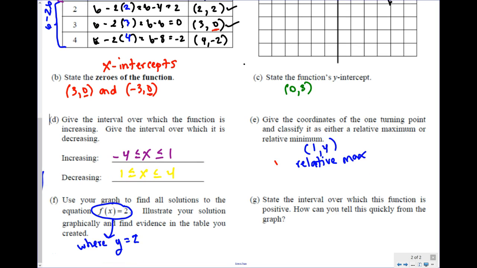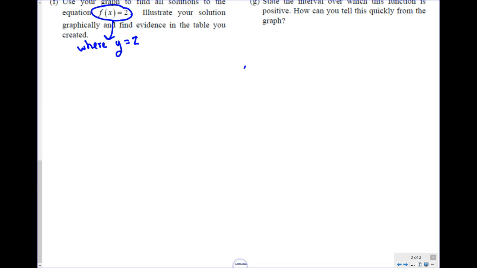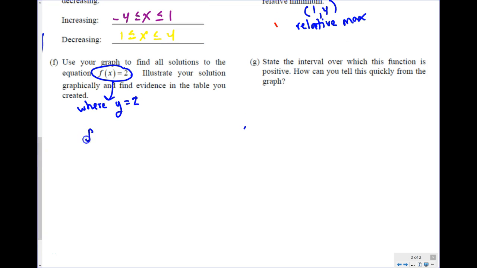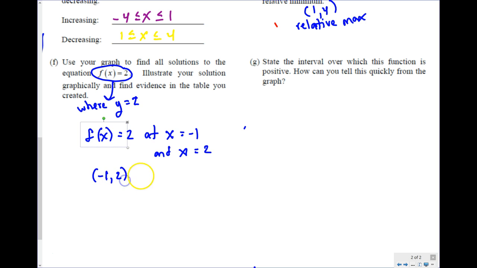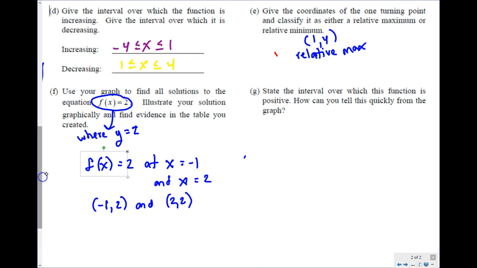So when I go down to answer the question, I'm going to say, okay, f of x equals 2 at x equals -1 and x equals 2. I could write the coordinates also, so I could put -1, 2, and 2, 2. Okay? And finally, G, state the interval over which this function is positive.